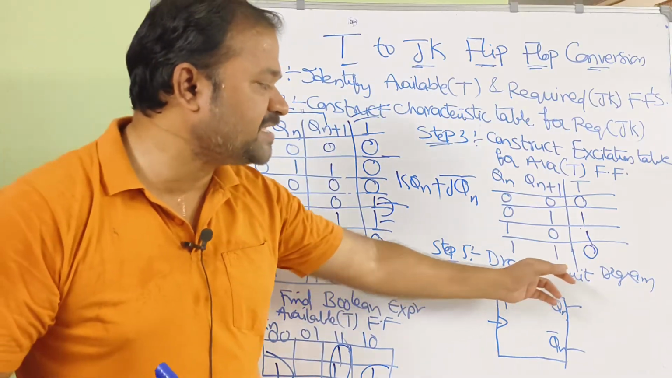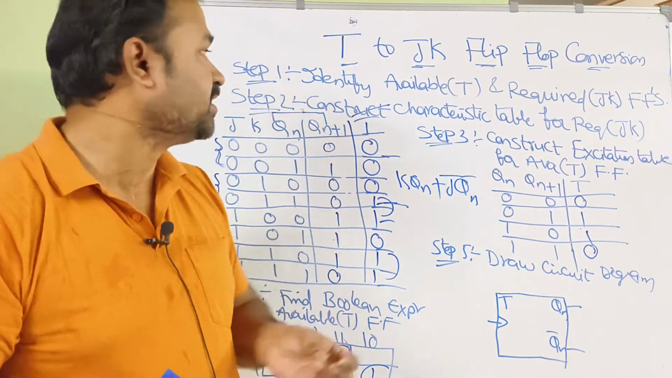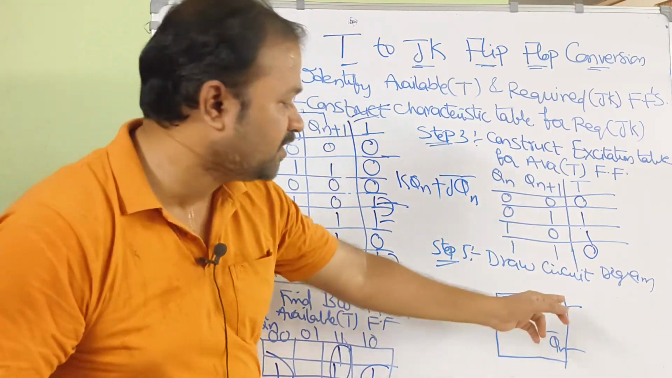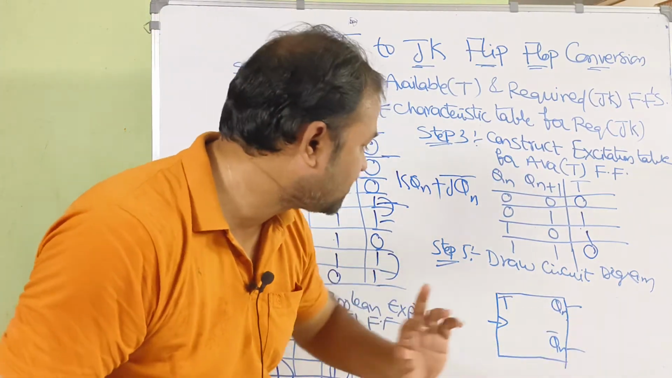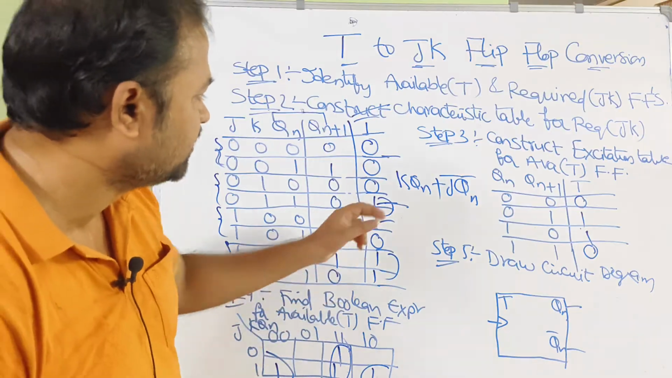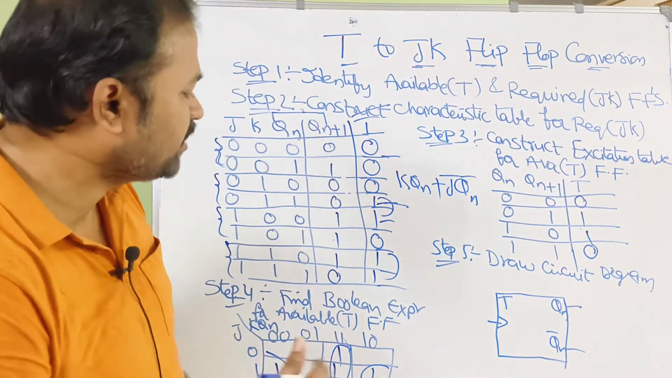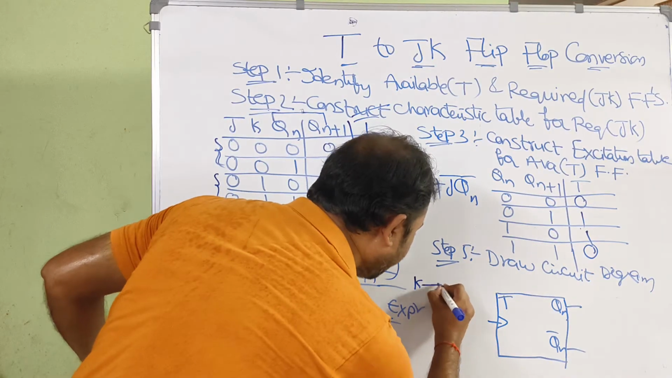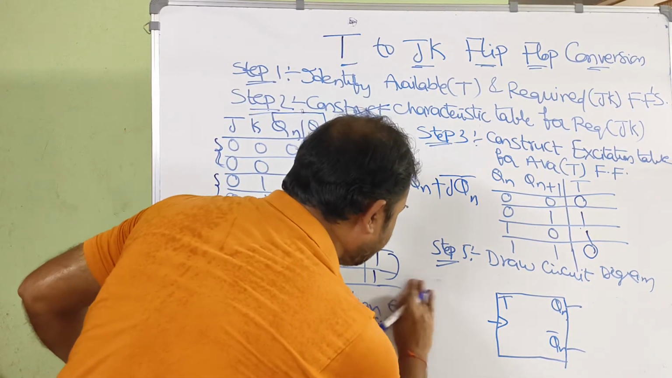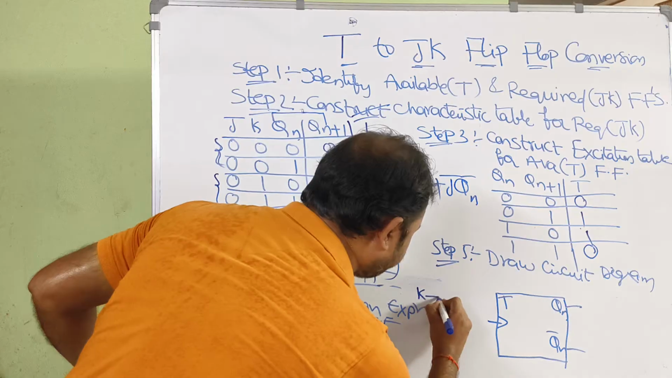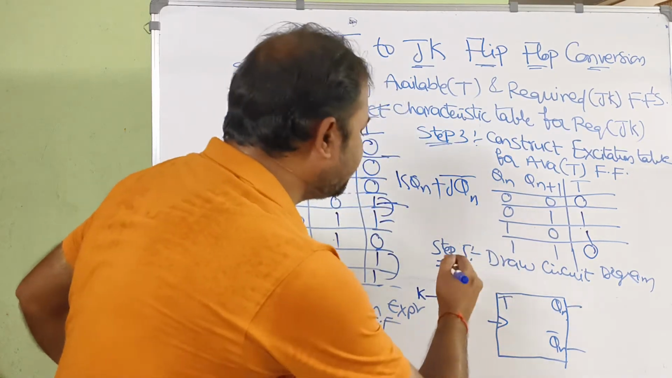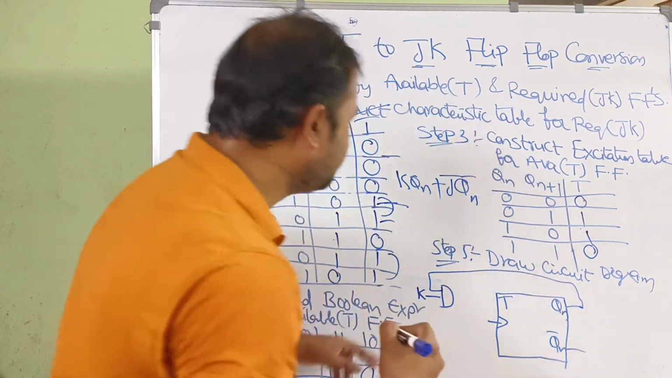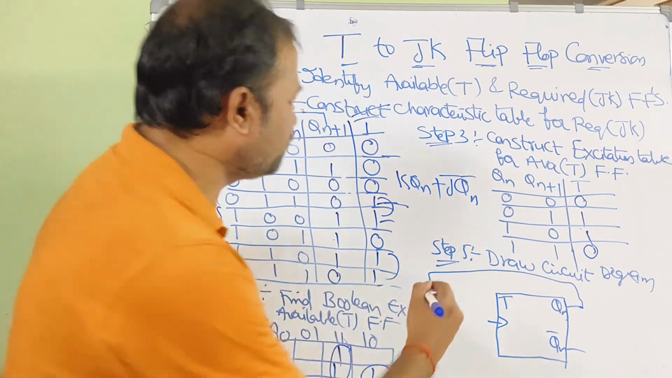And the last step is we have to draw the circuit diagram. Here what is the available flip-flop? T flip-flop is the available flip-flop. The actual output is Qn and the complemented output is Qn bar. Here what is the expression? K Qn. So let us assume that this input is K. So K, let us take it a little bit below, and the second input is Qn. So this AND gate will produce K Qn.